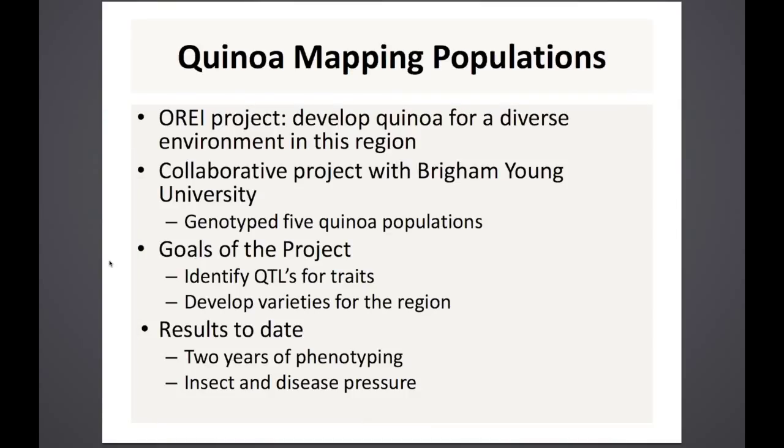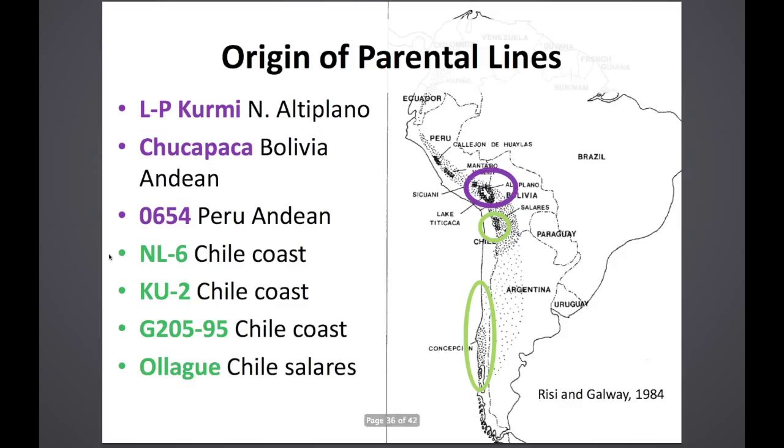So we are working with Brigham Young too on some quinoa mapping. They've done quite a bit of this, so our role is doing some phenotyping for these projects. We're hoping to identify QTLs for some traits of interest, as well as to develop varieties for our region. We've done a couple years of phenotyping so far.